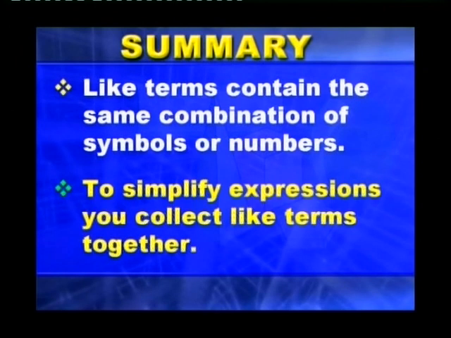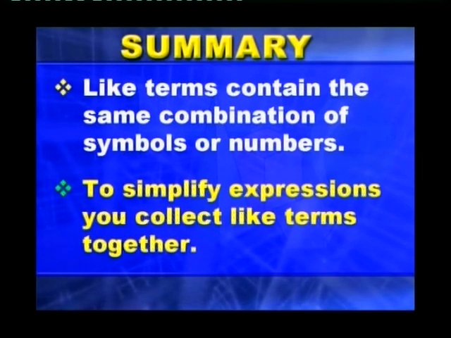First point talks about like terms containing the same combination of symbols or numbers. So, if the letters are the same, you can simplify. If both numbers and letters combine together, and you would like to add those 2 numbers, you can also simplify that. So like terms contain the same combination of symbols and numbers.